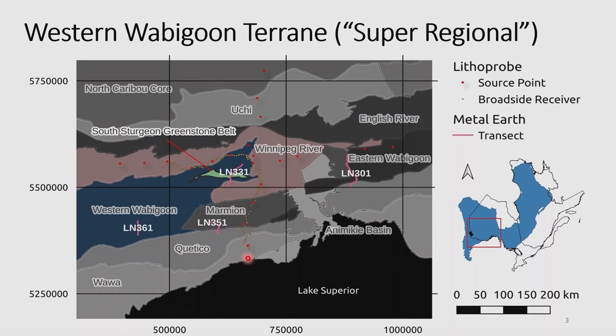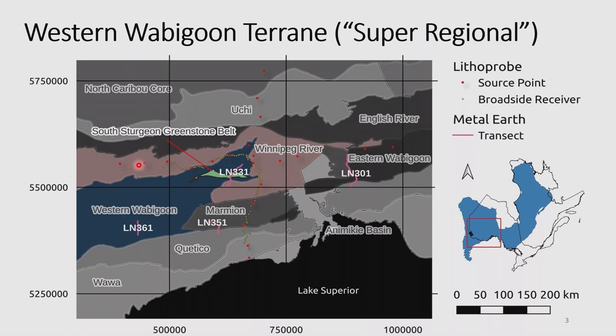But also, the reason why he picked this area is because there's some old legacy Lithoprobe data that runs right up here over 100 kilometers or so. And there's another line that runs across here. So one's a north-south line and the other one's an east-west line. And that data can be used to work out what's going on at depth.